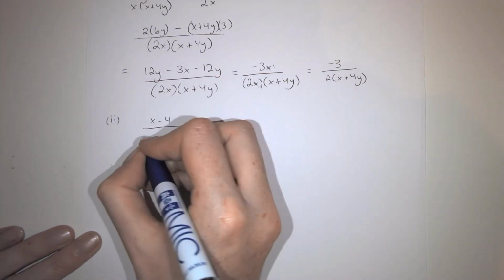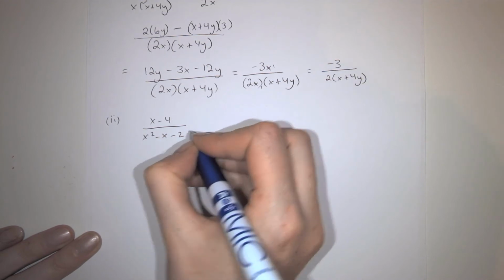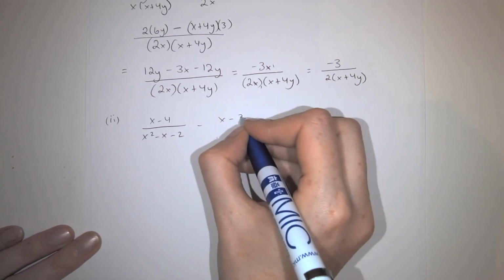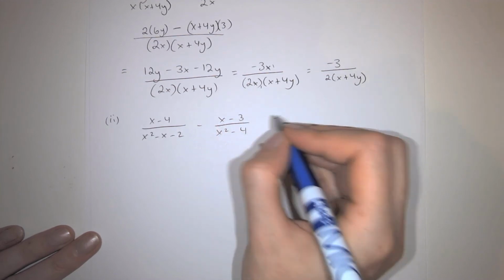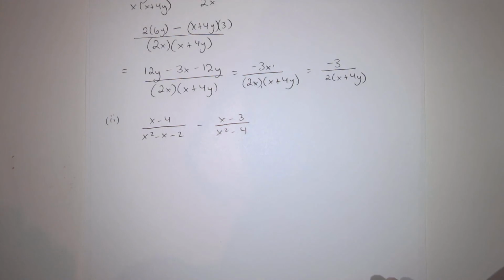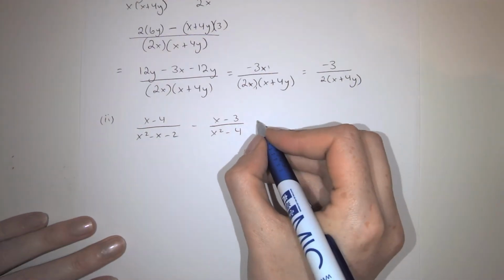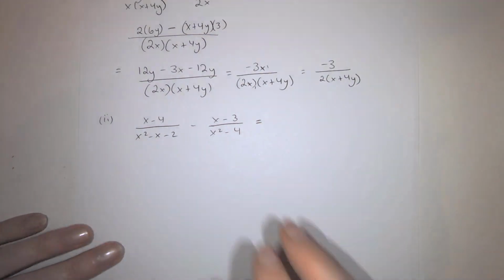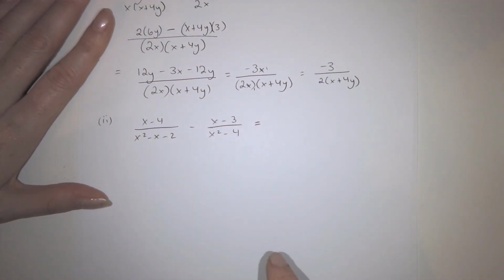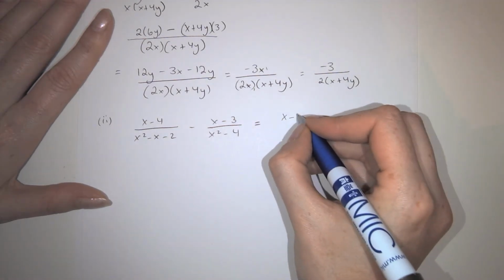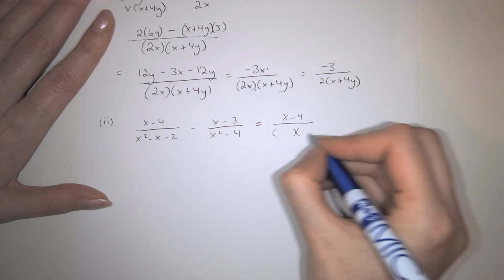(x - 4) over (x² - x - 2), and then I've got minus (x - 3) over (x² - 4). Now, again, we can get the common denominator by just simply multiplying out. But what I'm going to do is factorise first, in that I might see some common elements, and that might help me out, and I won't have to multiply everything out because there is quite a lot there. So x - 4 I can't do anything with, but I can definitely rewrite the bottom line.